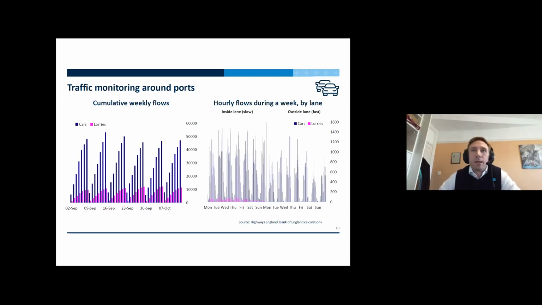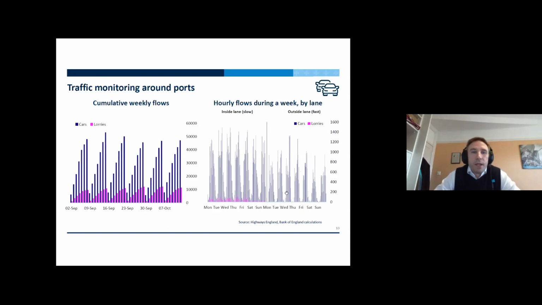On the right-hand side, you can cut the data at hourly intervals in some places, and also by the lanes of the vehicles. So here's the inside lane, and good to see all the lorries basically staying on the inside lane, not in the outside lane. And again, you might expect to see some quite big impacts here if there were big backlogs of lorries.